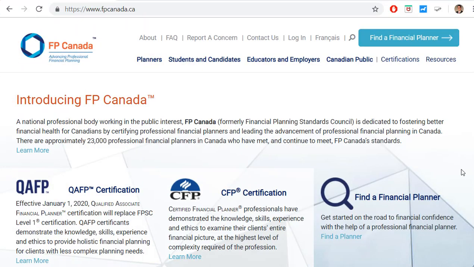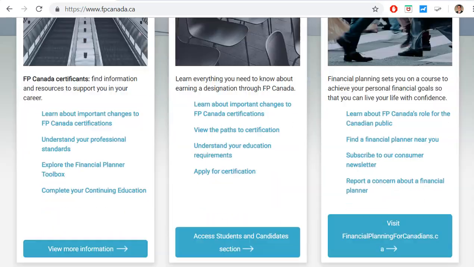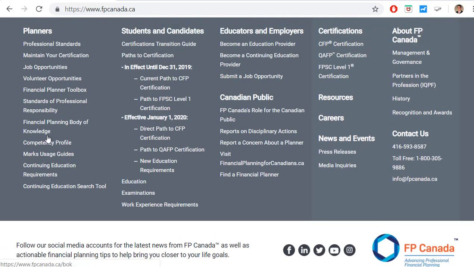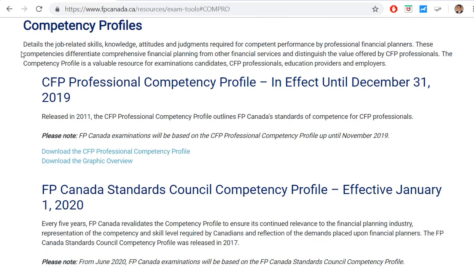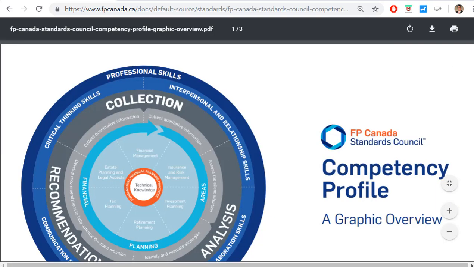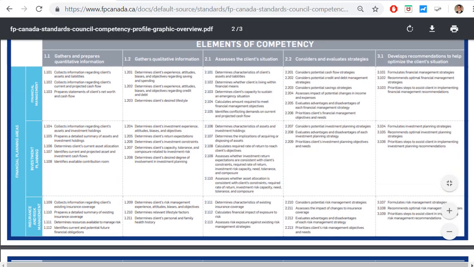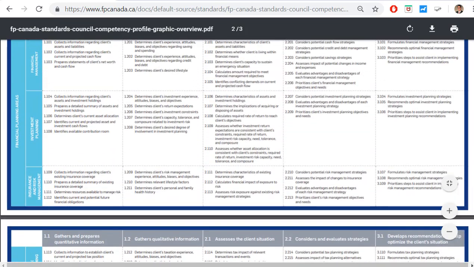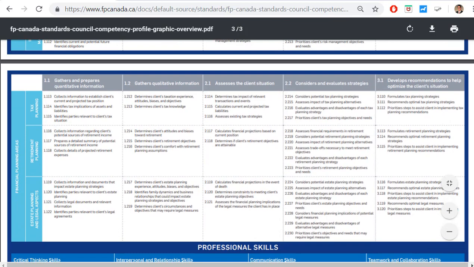So here we are on the homepage of www.fpcanada.ca, the homepage for FP Canada. If we just scroll down to the bottom, and then on our left-hand side, we can click here on competency profile, and you can see there's one that's in effect until December 31st, 2019. But most of my students and the viewers of this video are probably going to be more concerned with the competency profile that becomes effective January 1st, 2020, and that is indeed what I'm using in my videos. And I'm just using this graphic overview, which I download and cut and paste into PowerPoint for the convenience of recording the videos. Okay, so there's the 6 financial planning areas.